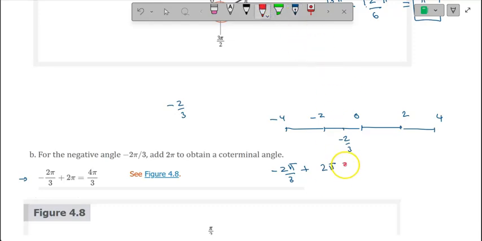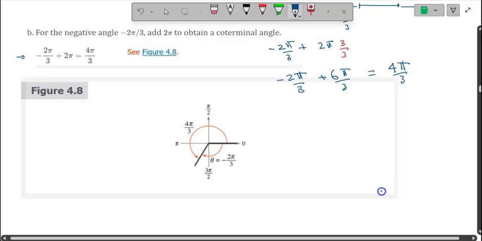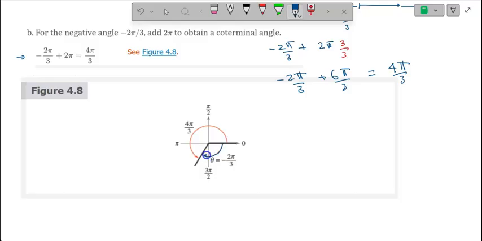You can multiply here by 3, divide by 3, so this is going to turn into minus 2 pi over 3 plus 6 pi over 3. Whenever you add them up, you get 4 pi over 3. And this is the drawing of it, right? Since this is the original angle going backward, we add a whole revolution, which is 2 pi, and we get this angle, which is a positive angle, right? So usually we look for the coterminal angle within 0 and 2 pi, all right?